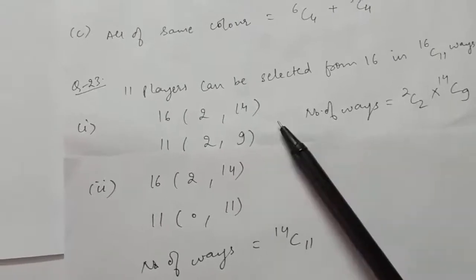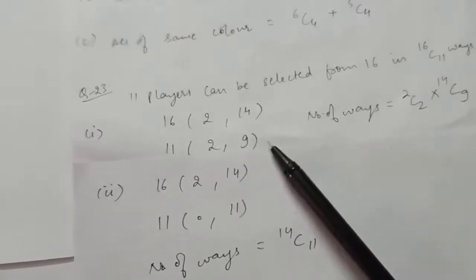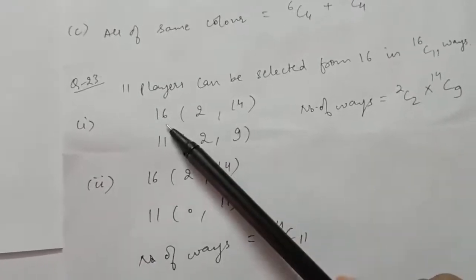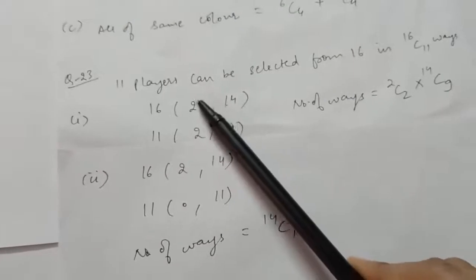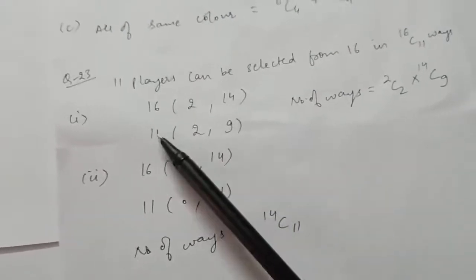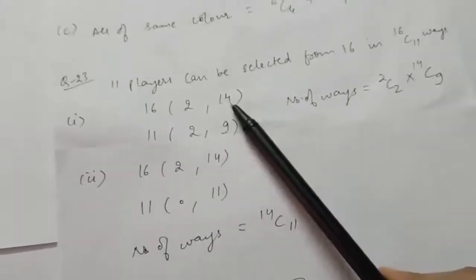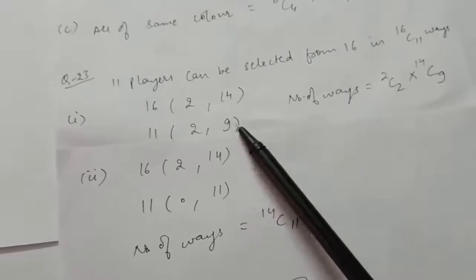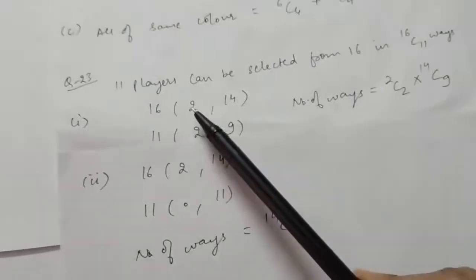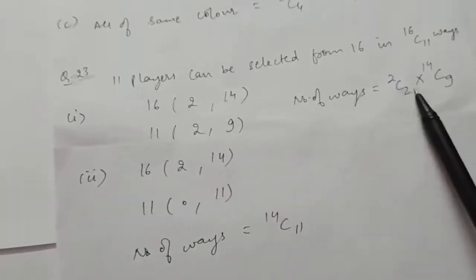Now they have asked in how many ways it can be done so that it includes 2 particular players. That is, out of 16 we have to include 2 particular players and the rest are 14 players, right? So we have to select 11. We have to select these 2 and from these 14 we will select only 9 because 9 plus 2 is 11, right? So it can be done in 2C2 into 14C9 ways, right?